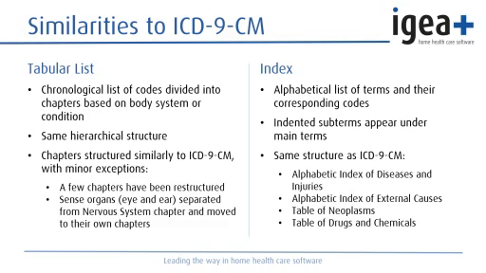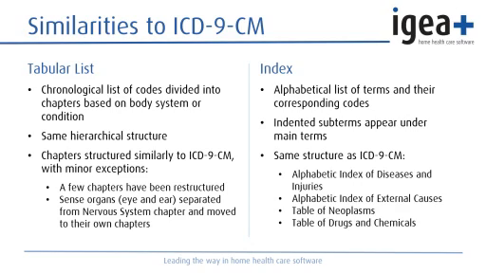All right, when it comes to the index, in both ICD-9 and ICD-10, we're going to have an alphabetical list of terms and their corresponding codes. Just like ICD-9-CM, indented subterms appear under the main terms in the ICD-10-CM index. The index structure is the same in both code sets, meaning that there's an alphabetic index of diseases and injuries, there's an alphabetic index of external causes, there's a table of neoplasms, and there's a table of drugs and chemicals.